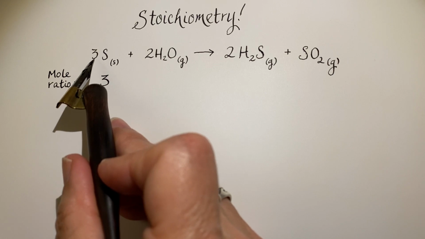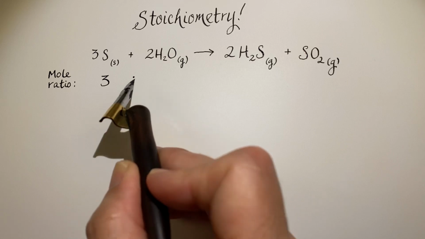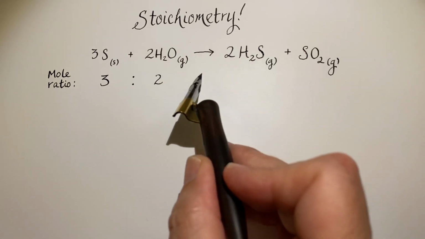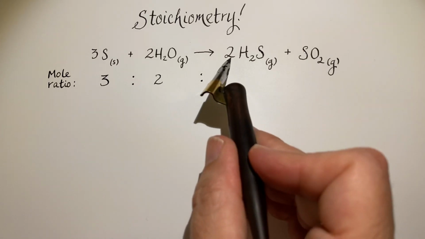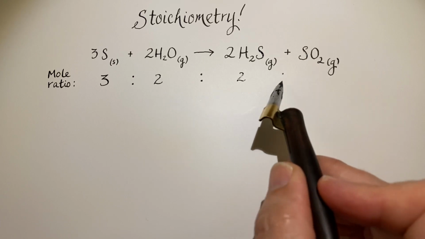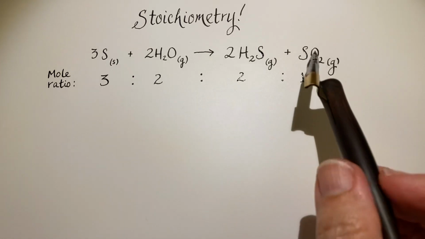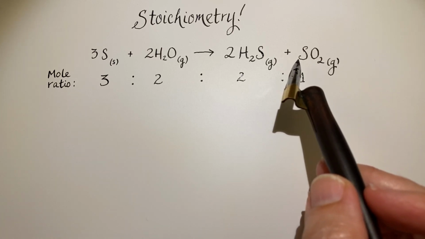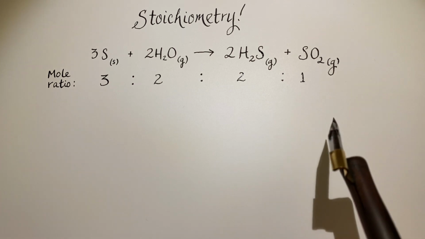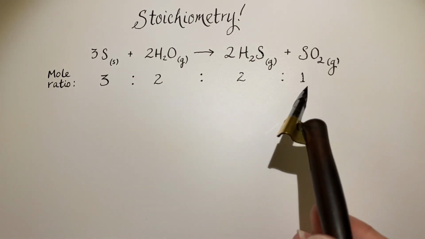So this mole ratio that we're working with is hearkening back to these stoichiometric ratios given here in the balanced chemical equation, where we're looking at a ratio of 3 to 2 to 2 to 1. And by the way, if there's nothing there, it is an implied 1. So we will be thinking about all of these in terms of these mole ratios.